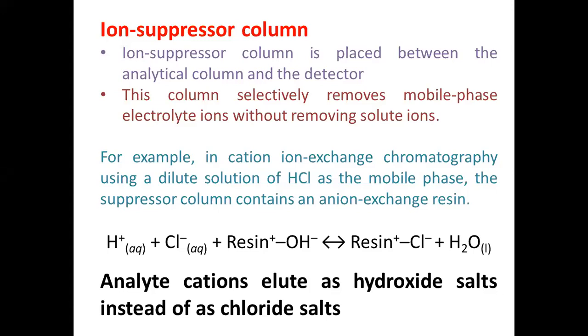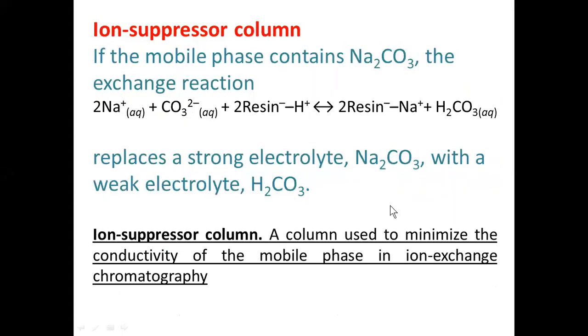Therefore, the electrical conductivity of hydrochloric acid must be destroyed. Not only is electrical conductivity destroyed, we have also interchanged the form of the eluate. Eluate means analyte. Analytes are going to be eluted out in hydroxide form. So this is how the suppressor column functions. And this is for cation exchange separation.